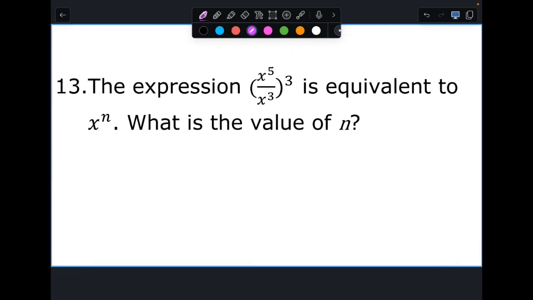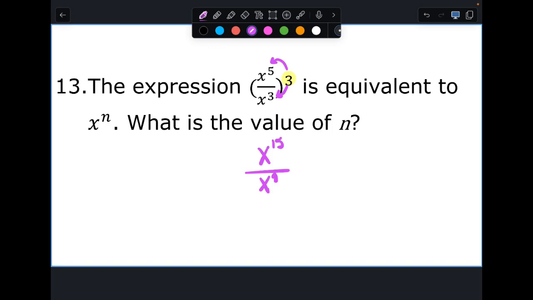What part do we take care of first? Distribute. Are we going to distribute just to the top? No. Also to the bottom. The parentheses is around the whole fraction, so that 3 must be distributed to the top and bottom. So my new numerator is x to the power of 8. And then my new denominator is x to the power of 9. Remember, you're multiplying.